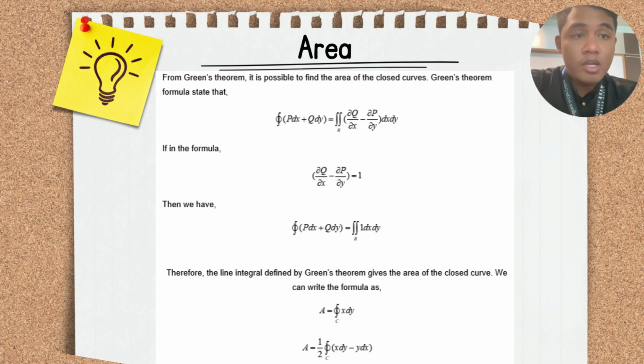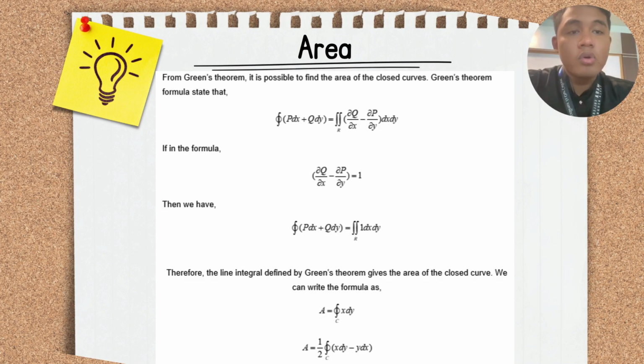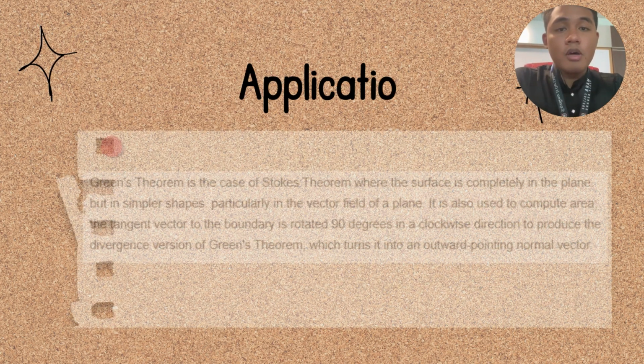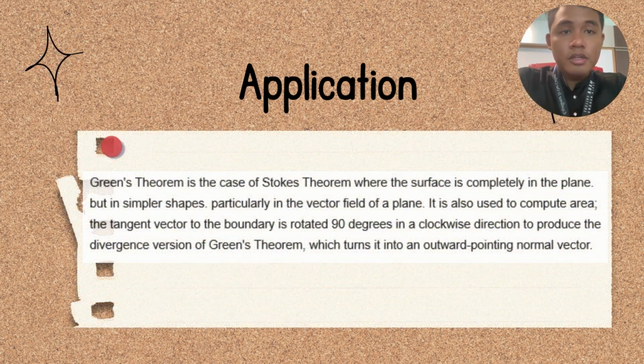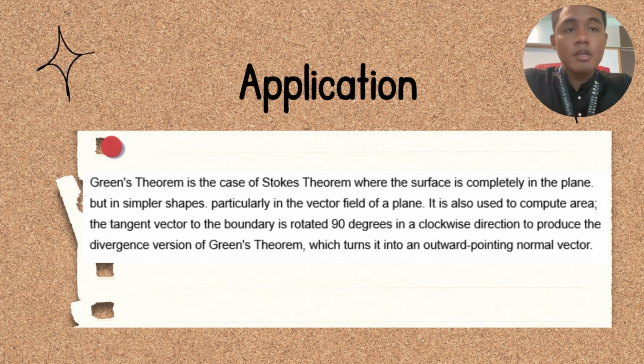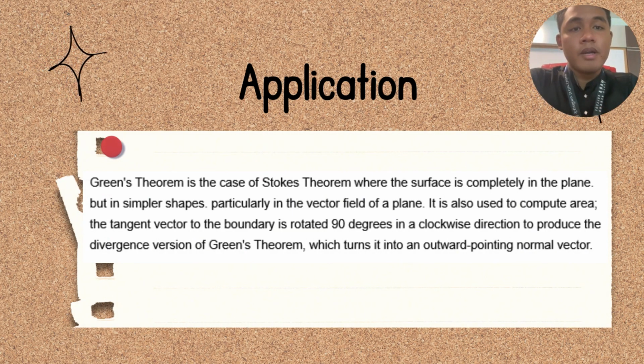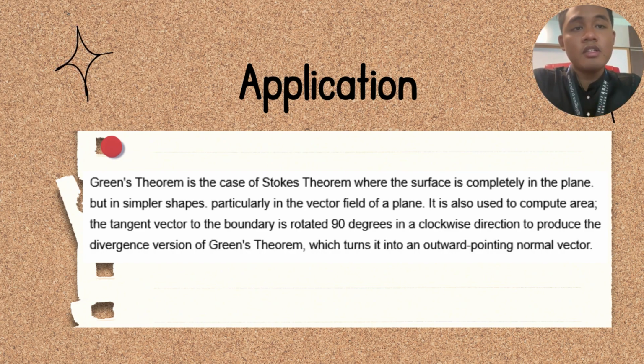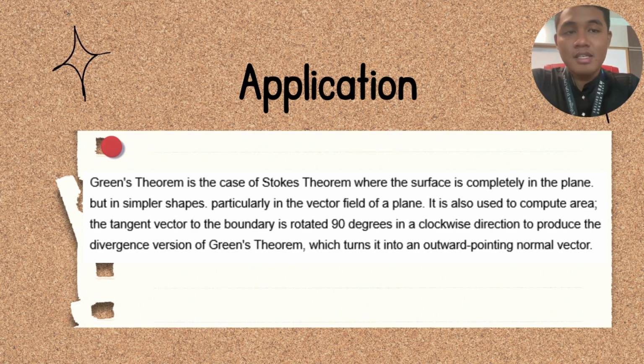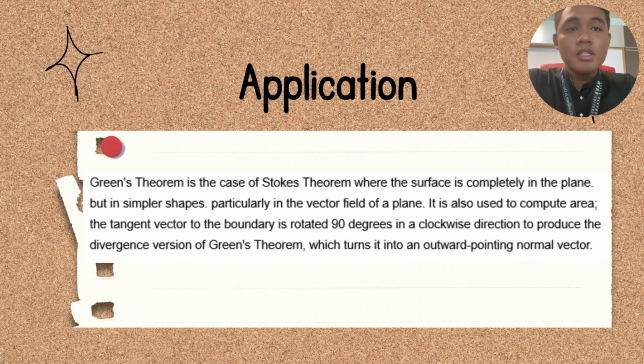We can write the formula as A equals the integral of x dy, and A equals 1 over 2 times the integral of x dy minus y dx. Alright, I'm going to explain about the application of Green's theorem. Green's theorem is the case of Stokes' theorem where the surface is completely in the plane, in simple shapes, particularly in the vector field of a plane. It is also used to compute area. The tangent vector to the boundary is rotated 90 degrees in a clockwise direction to produce the divergence version of Green's theorem, which turns it into an outward pointing normal vector.